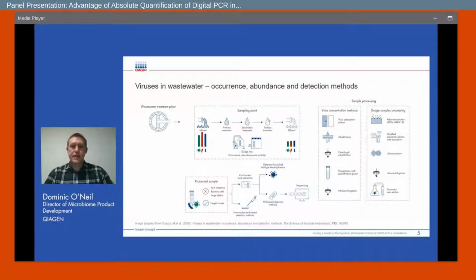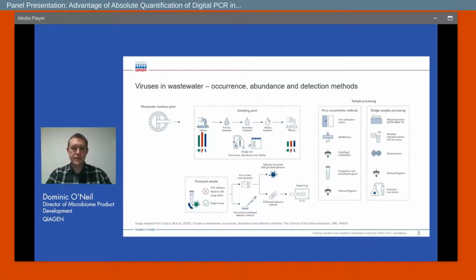And the sample needs to be taken, processed in some way because it's normally quite dilute, so it needs to be concentrated. The nucleic acids need to be extracted through different methods, and that's shown here on the right, different concentration methods, with whether you're working with the raw influent or whether you're working with settled sludge. And then for detection, there's a variety of methods, but for SARS-CoV-2, PCR-based methods and digital PCR-based methods are going to be the most common method used.